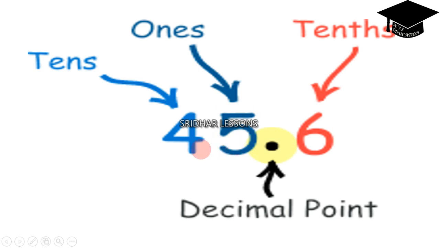Example for a decimal point. See, 45.6. 5 is in ones position, 4 is in tens position. We know this is the decimal point. And after the decimal, this place is called the tenth position. Observe carefully. This is called the tenth position.